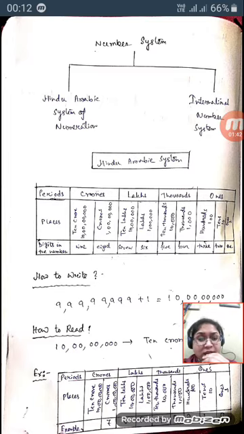So, the ones period consists of three digits. Okay, it will take three digits. Thousands also will take two digits. Lakhs will take two digits and crores also will take two digits.